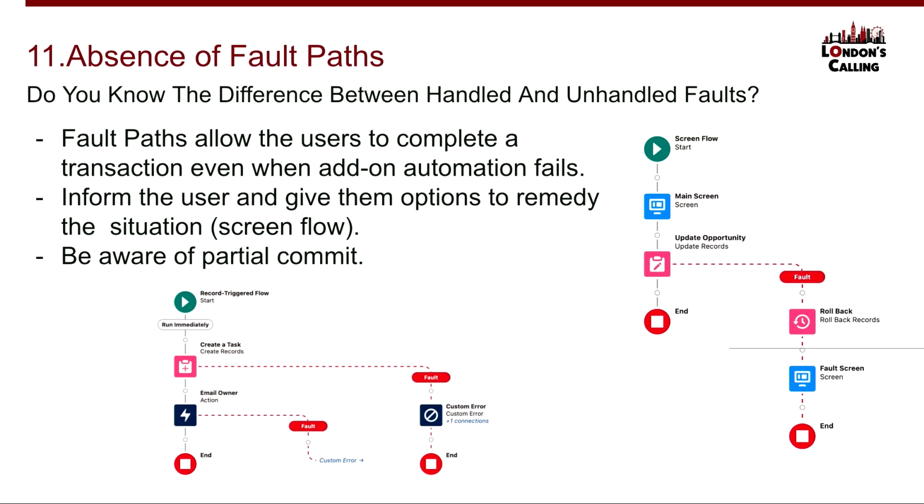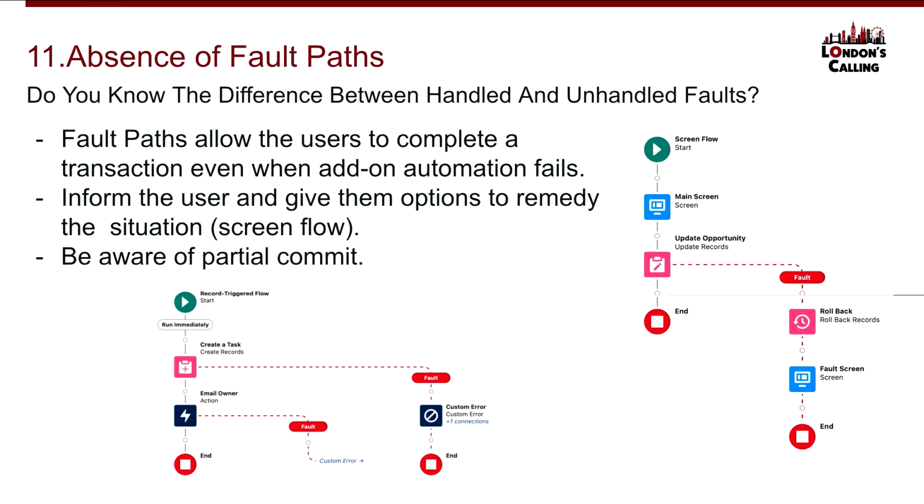Absence of fault paths. Do you know the difference between handled and unhandled faults and the behavior, right? Fault paths, use the fault paths as much as possible. Now, if you see that your flow is going down fault paths all the time, I always say, try and avoid the fault paths with your logic. Build logic inside your flow that can handle that case rather than constantly going down the fault path. But still, they're important. They help you deal with that situation.